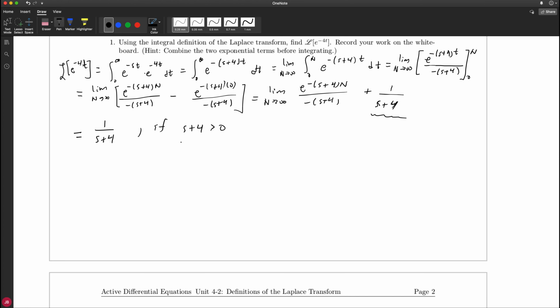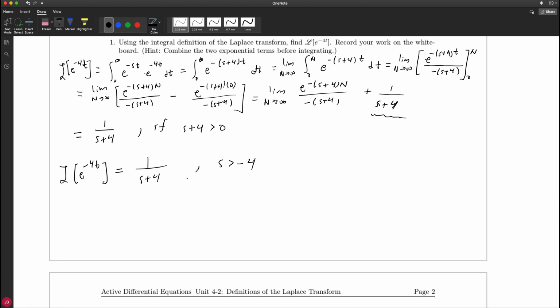Okay. Well, this you can just solve by subtracting 4. You get s has to be greater than negative 4. Okay. So the Laplace transform of e to the minus 4t is 1 over s plus 4. And our condition now is that s has to be greater than negative 4.